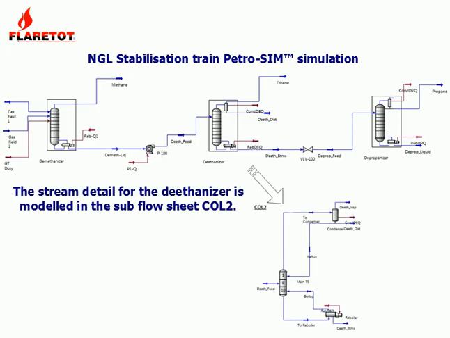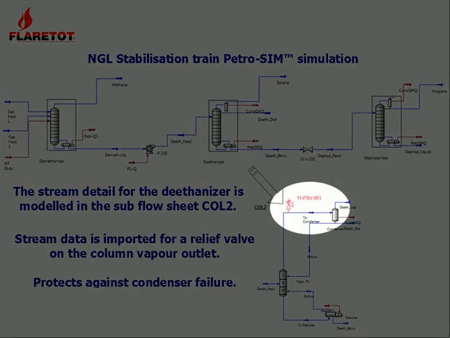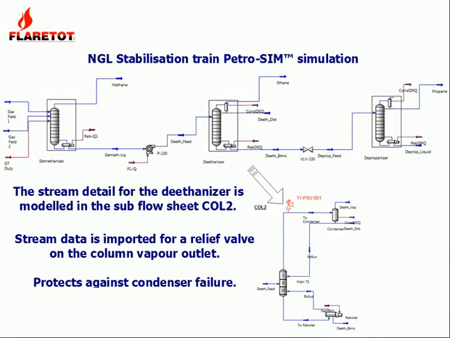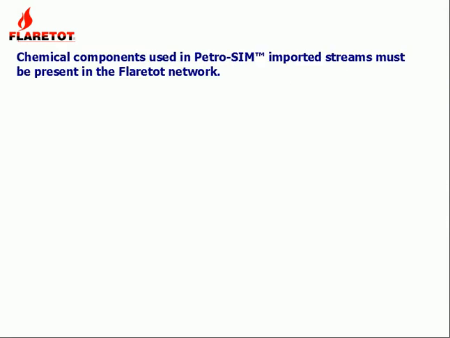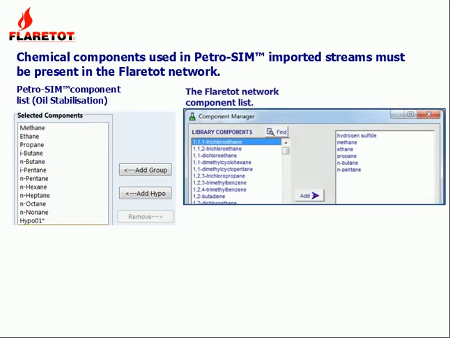The stream detail is located in the subflow sheet, COL2. The relief case data is linked to the column vapor outlet and defines the case for protection against condenser failure. The chemical components used in any stream data imported from Petro-SIM must be present in the flare-tot network.